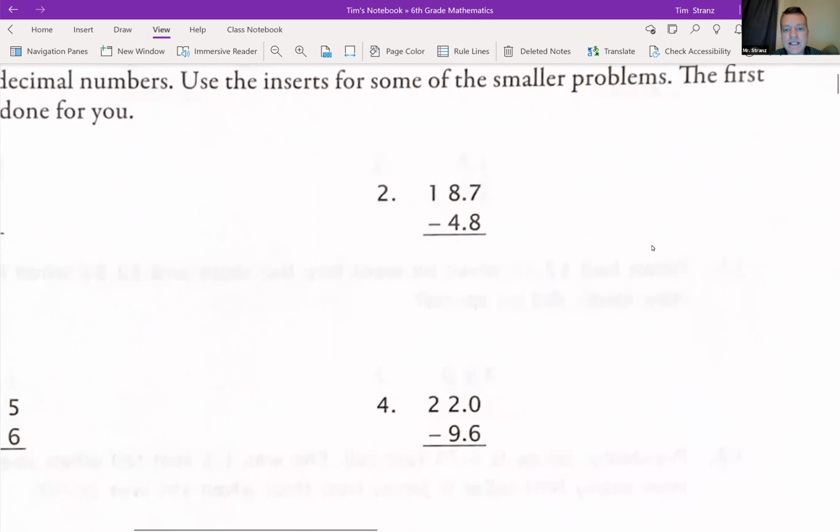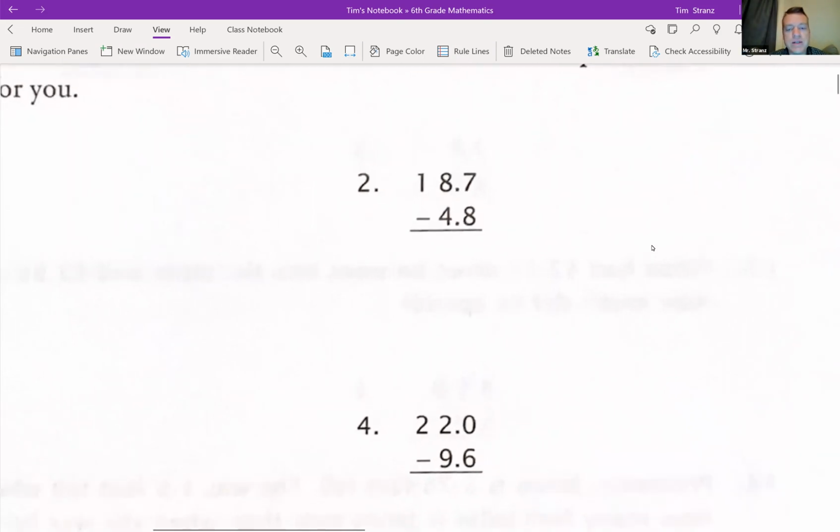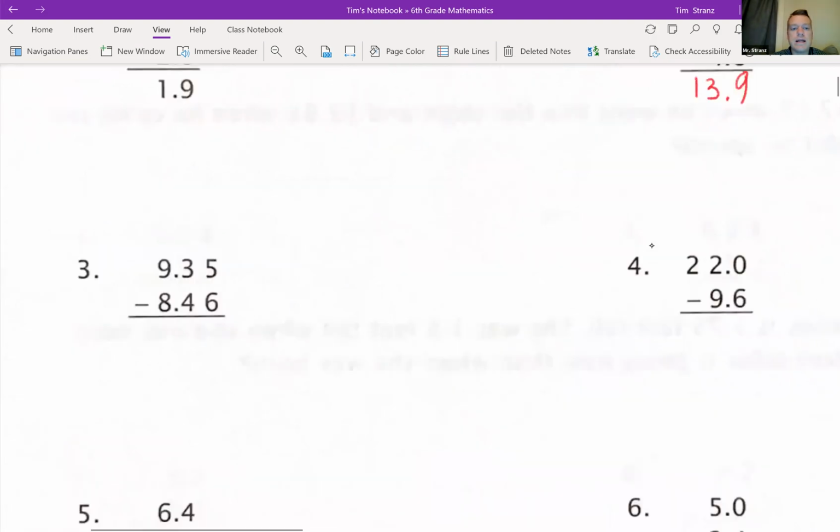We got 18.7 minus 4.8. Okay, so with subtracting, remember you need to borrow if the top number is less than the bottom number. So I'm going to borrow 1 from the 8. It's going to become a 7. Now I got 17 minus 8, which is going to give me 9. My decimal goes right underneath. Okay, 7 minus 4 is 3. I have the 1 left over, 13.9.